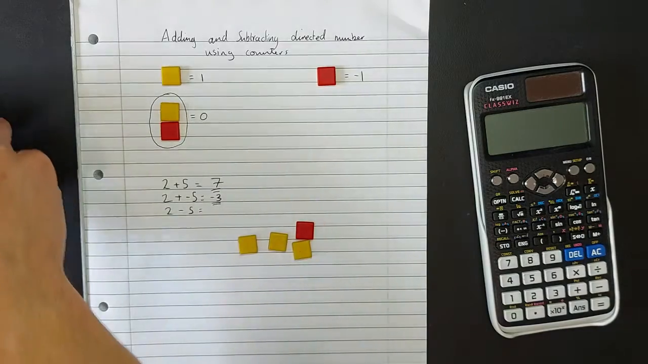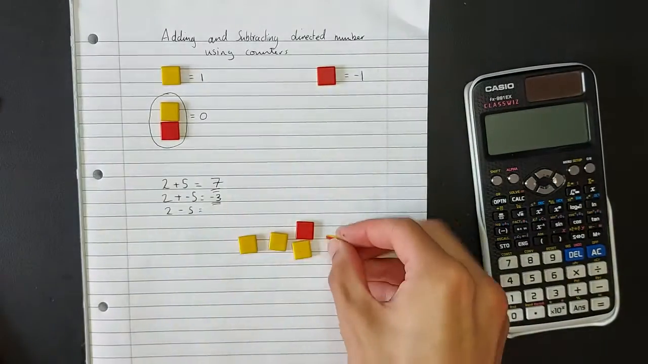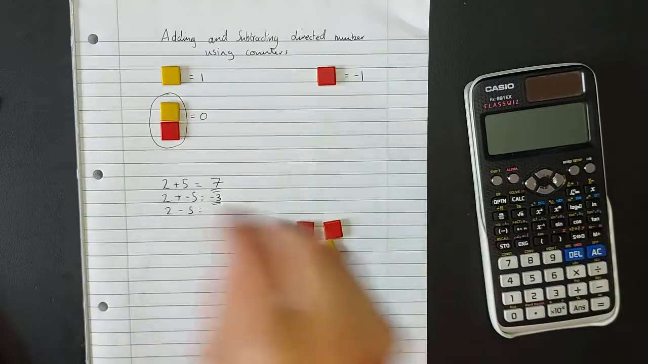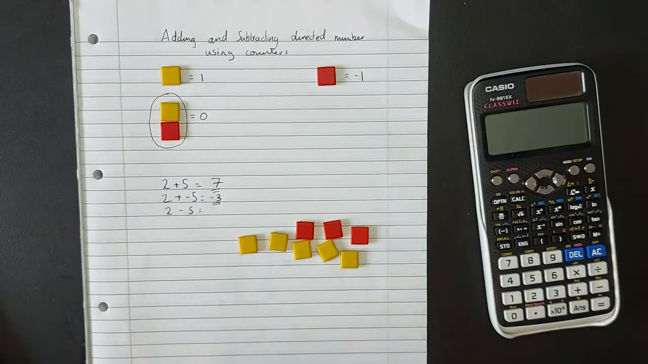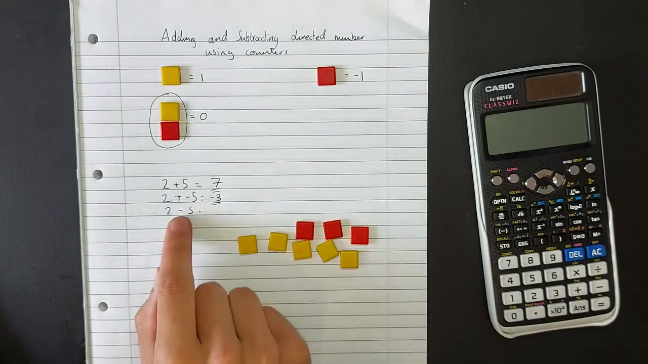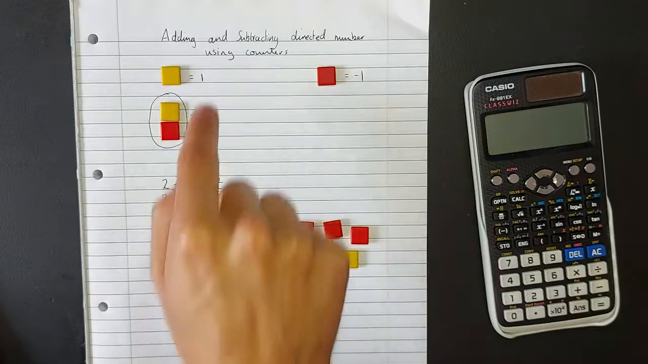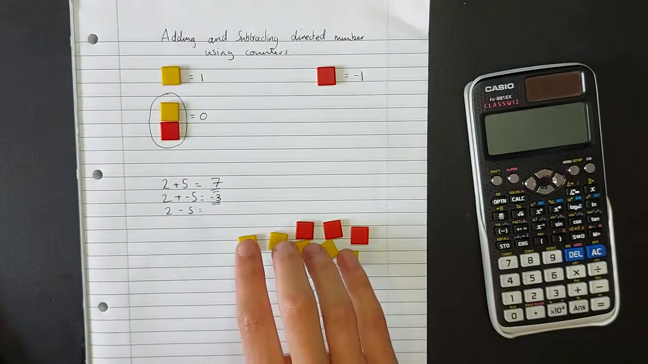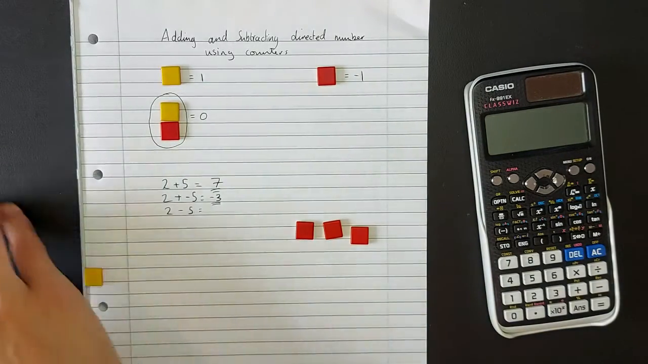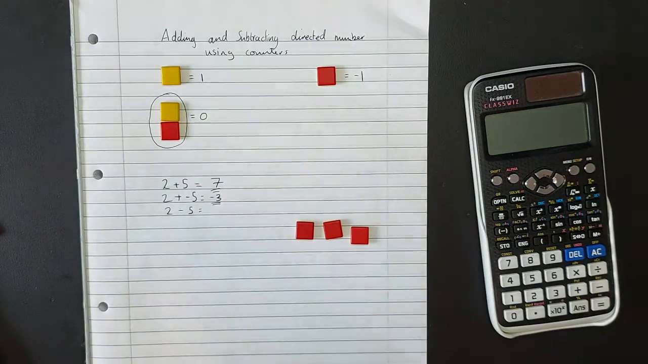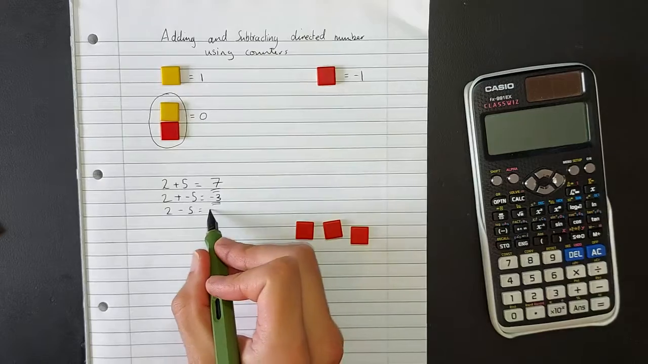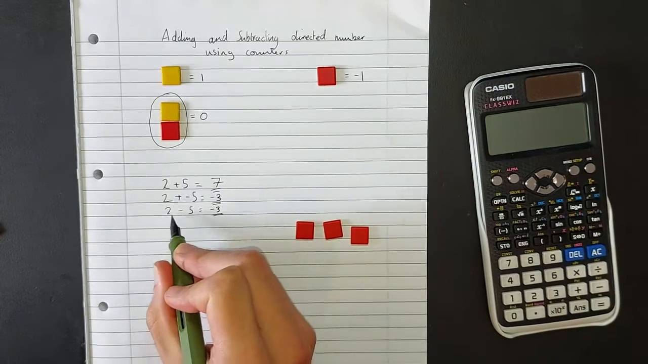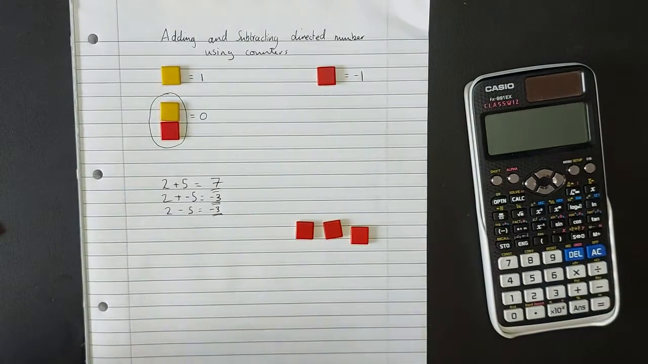So let's add a few more pairs. So now I've got 4 yellow counters. And now I have 5 yellow counters. So that means this number still represents 2. And I need to take away the 5 yellow counters from it. So I can now take away them 5 yellow counters, which leaves us with 3 red counters, which is -3. So 2 take away 5 gives us -3.